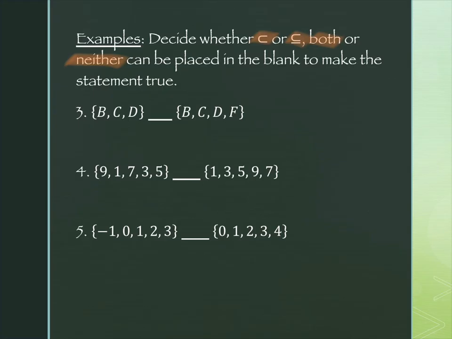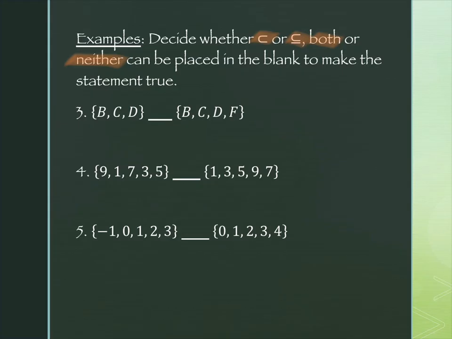So let's take a look at the first one from that perspective. We've got B, C, and D. Is everything in the set on the left an element of the set on the right? Yes, it is. So everything on the left is on the right. What that means is that the word neither doesn't go in the blank. Neither happens when we've got something on the left that's not on the right. We don't have that, so we've eliminated the word neither.